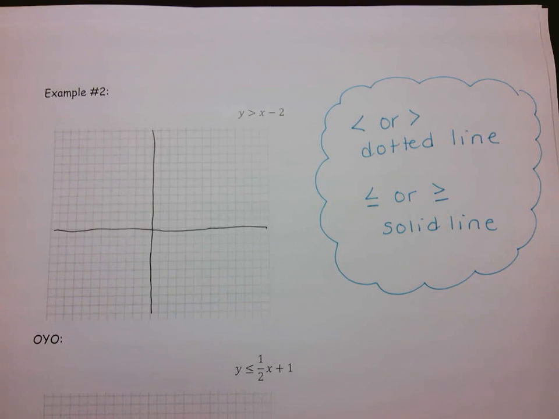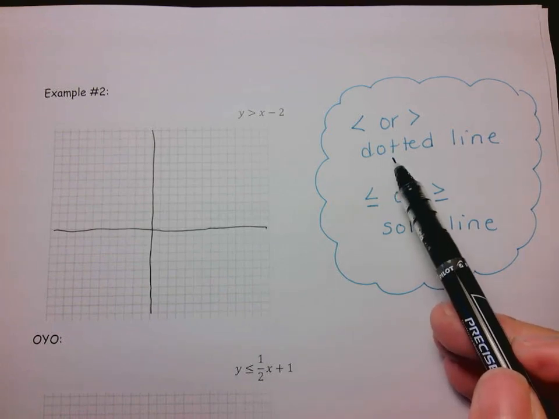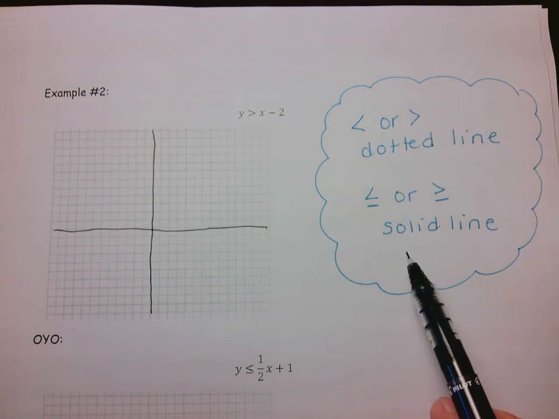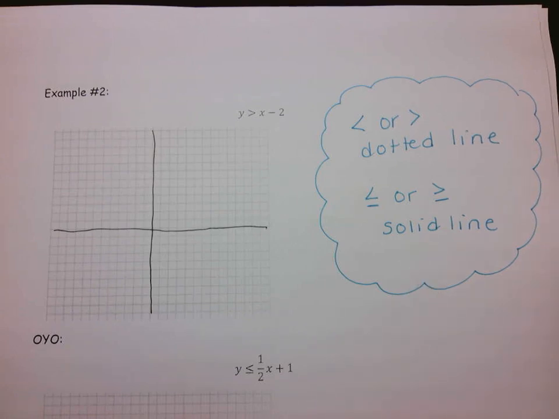So remember, if it's less than or greater than, you are going to have a dotted line because that means the solutions of the inequality do not lie on the line itself. However, if you have a less than or equal to or a greater than or equal to, you will have a solid line because that means the solutions of the inequality will lie on the line itself. So pause the video and write that down because that's super important for you to remember.